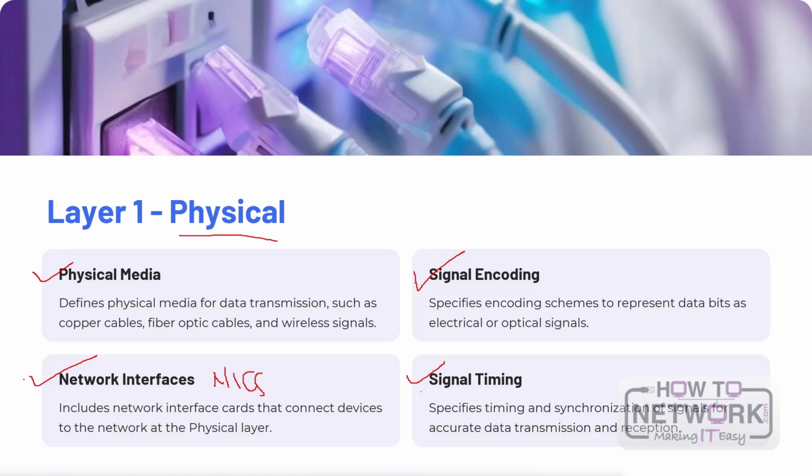Signal timing. The physical layer specifies the timing and synchronization of signals, ensuring that devices on the network can transmit and receive data at the correct rate. This includes defining clock signals and synchronizing data transfers to prevent data loss or corruption.